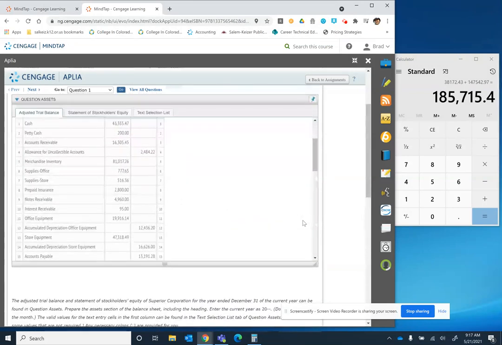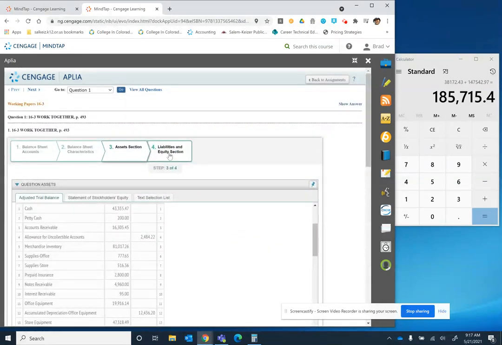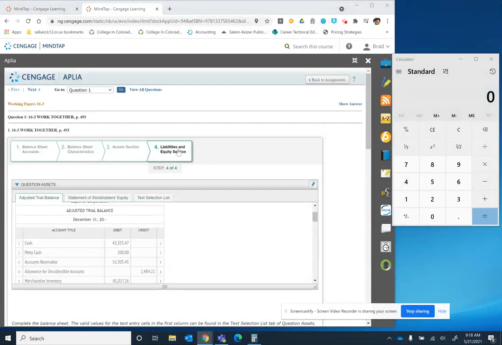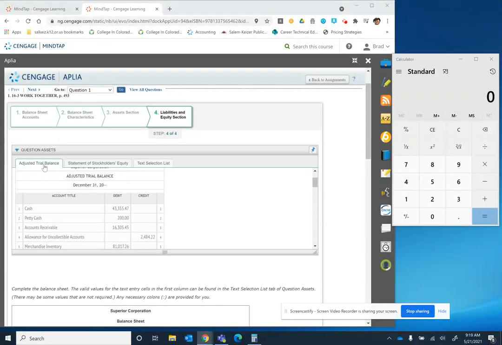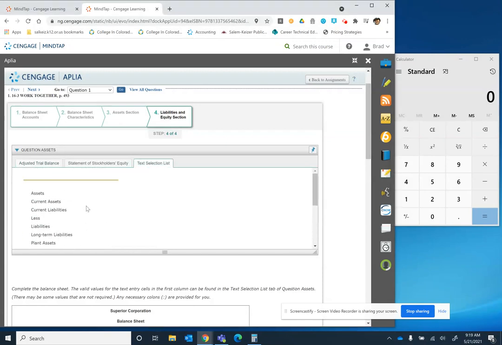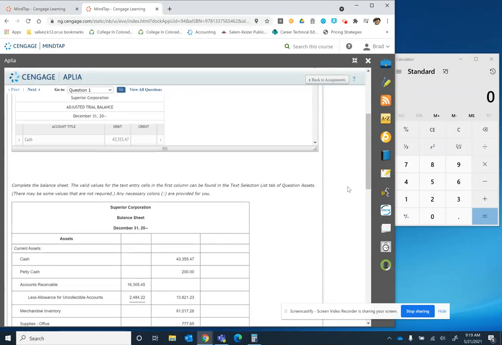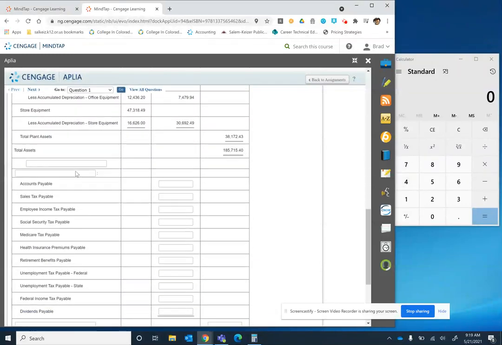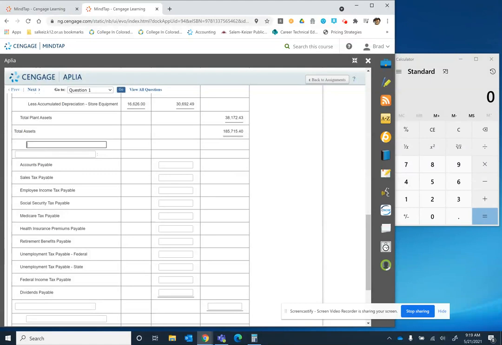Next, we'll be going to section 4. Section 4 is our liabilities and equity section. We're going to be using our adjusted trial balance and statement of stockholders' equity, and again, it does list those titles for each of the blank options down below. Very helpful. So to begin with, I'm going to scroll through our asset section, and just down below that we're going to get started with our liabilities.